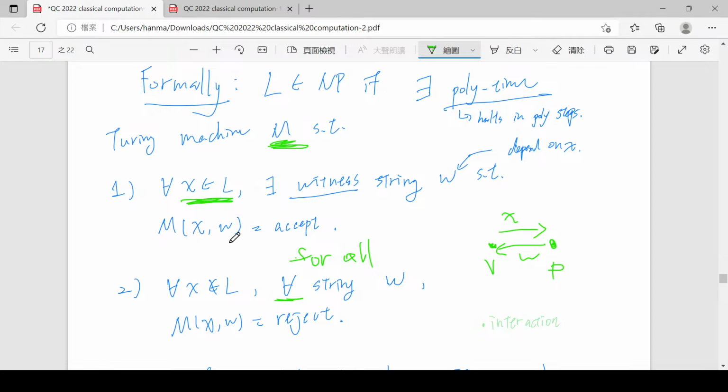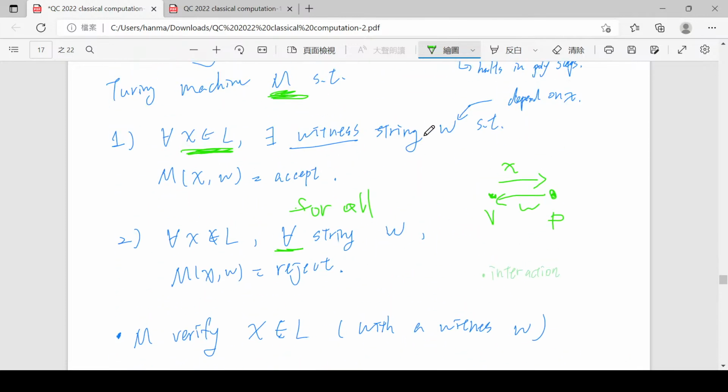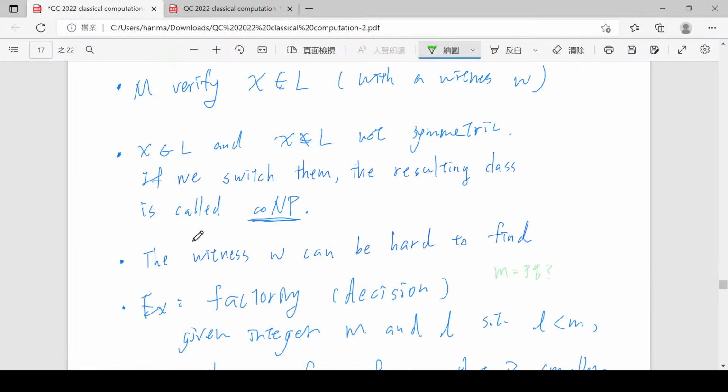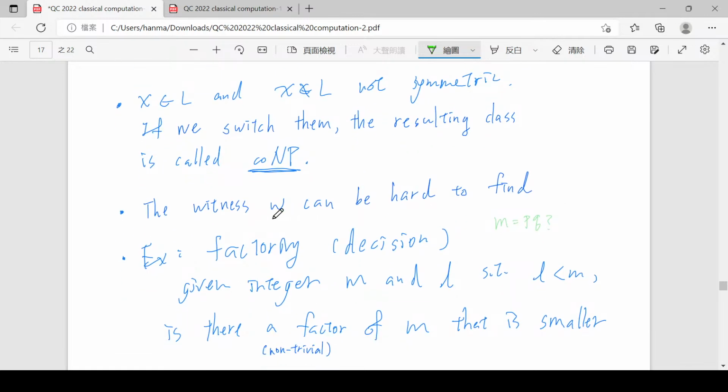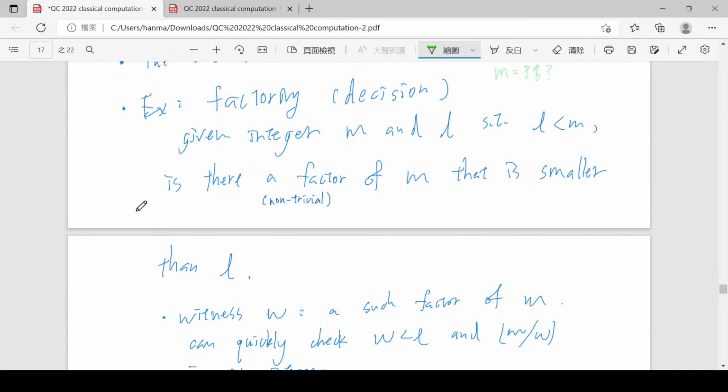Then maybe we'll just search through all the W to see. So given X, we can just search over all the W to see whether there is some W that is accepted. And the tricky point is that the possible number of W might be really big. So if we want to search through all the W, it can be very hard. So NP is not obviously in P. And here we have an example that we probably should have said earlier.